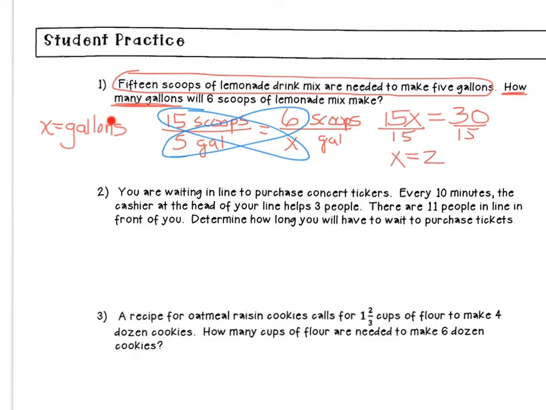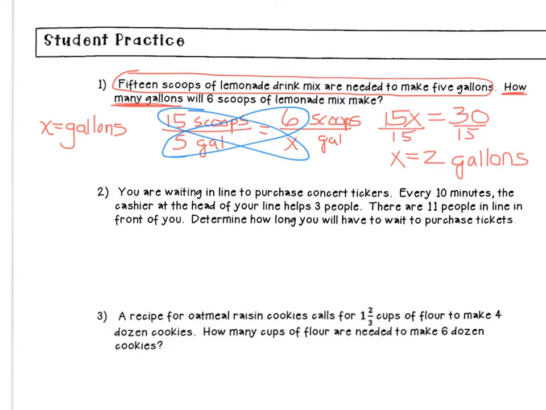2 what? Well, x stood for gallons, so x must be 2 gallons. And that makes sense. If 15 scoops makes 5 gallons, then 6 scoops can only make 2 gallons. Alright, let's try number 2.